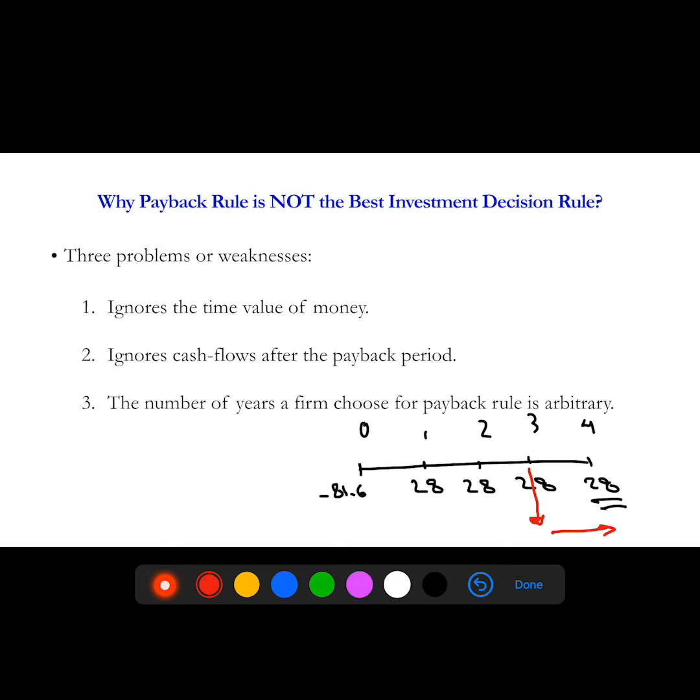And lastly, the number of years a firm chooses for the payback rule is arbitrary, it's random. There is no economic theory to support any particular number of years. The decision to select a number of years for the period is purely random. So we cannot base our investment decision on the payback rule.